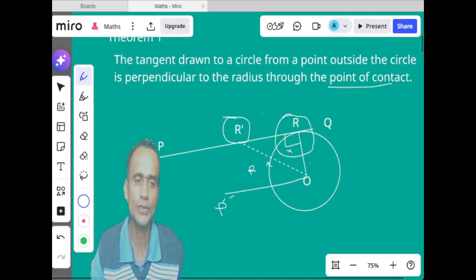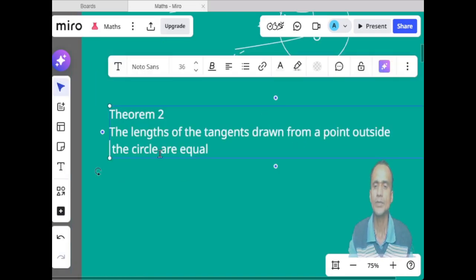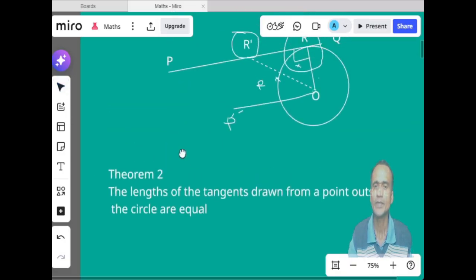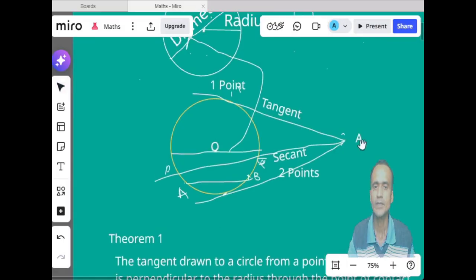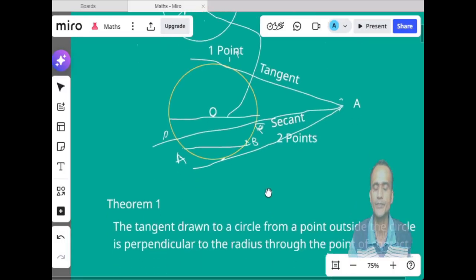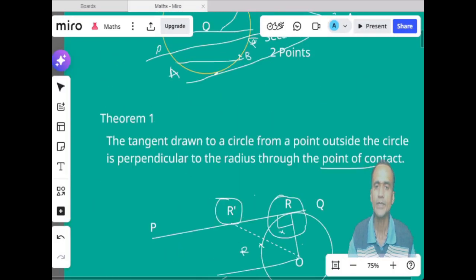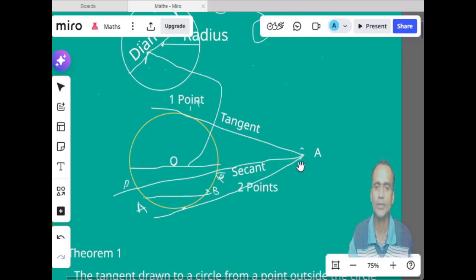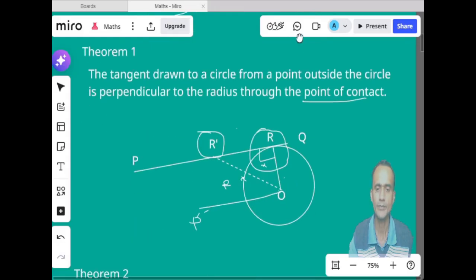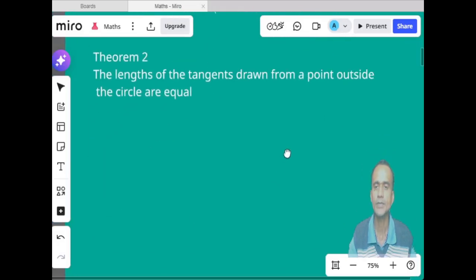Now we have one more theorem. The theorem states that the two tangents, because we studied here that we can at most draw two tangents from a point outside the circle. So what this theorem says is that these two tangents drawn from the point outside the circle are equal. That means from point A to this point of contact, and from point A to this point of contact, this distance should be equal.